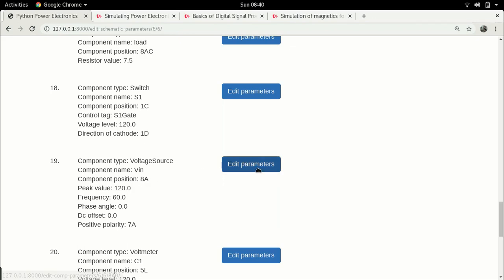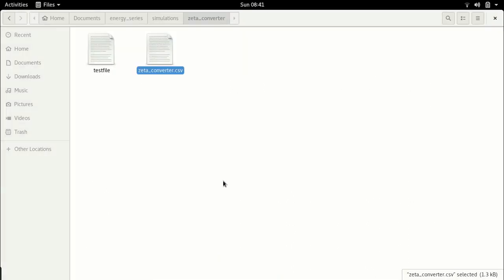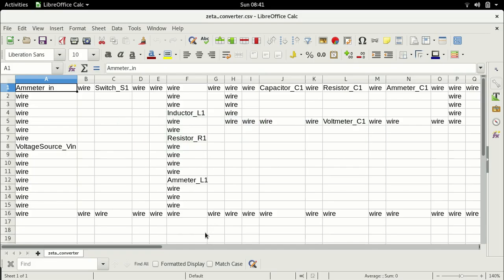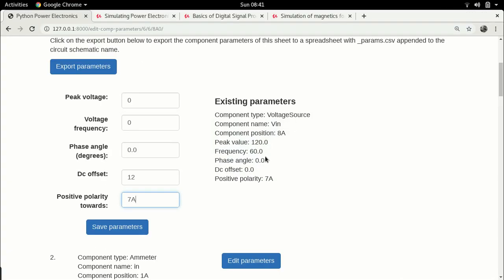And the voltage source. Now the voltage source, as we said, we are going to take it as a DC. So I'm going to make all these 0. The DC offset will be 12 volts. The positive polarity is 7A. Let's have a look. This is the voltage source. We want a positive polarity towards the upward direction, and that is what it is. So we can leave this as it is, save the parameters.